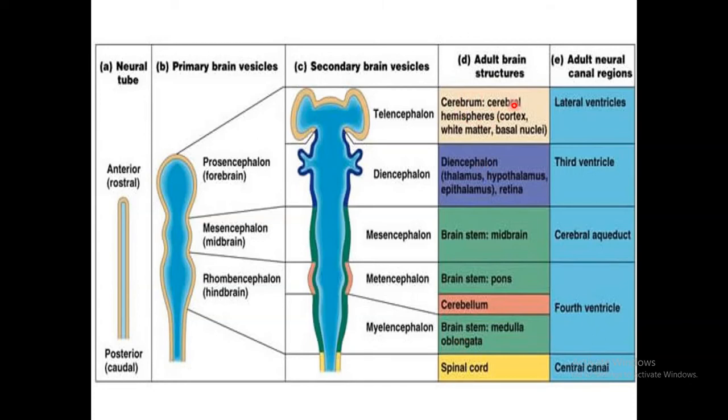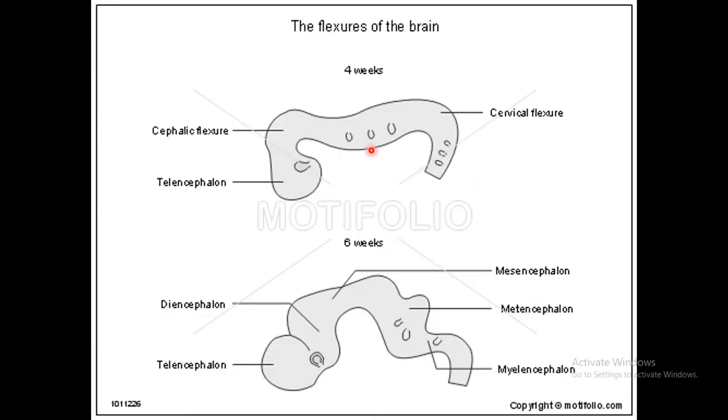What is the cavity of the cerebral hemisphere? The lateral ventricle. The cavity of the diencephalon, meaning thalamus and hypothalamus, is the third ventricle. The cavity of the midbrain is the cerebral aqueduct, which is also known as the aqueduct of Sylvius. And the cavity of the pons and medulla is the fourth ventricle. The cavity of the spinal cord is the central canal. It is very important in tabulated form. These are the vesicles, showing the vesicles and the flexures between them.